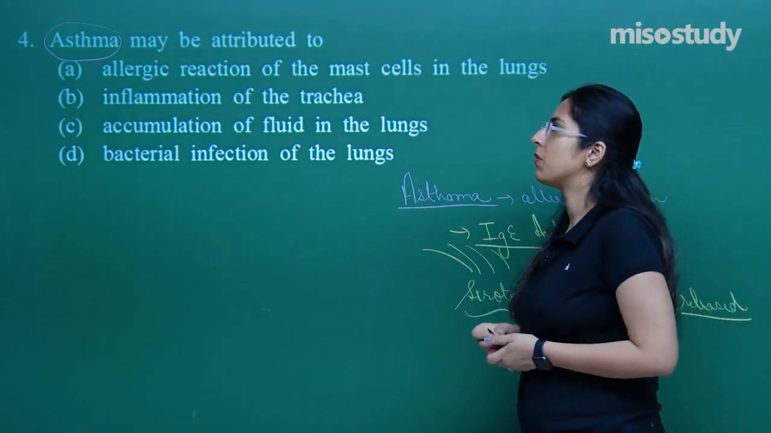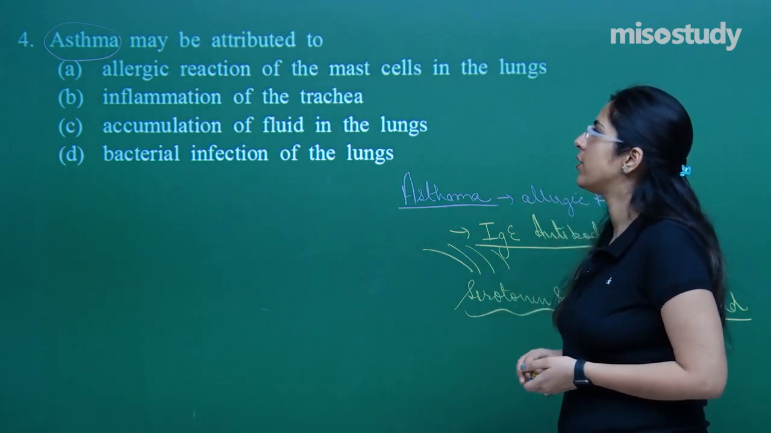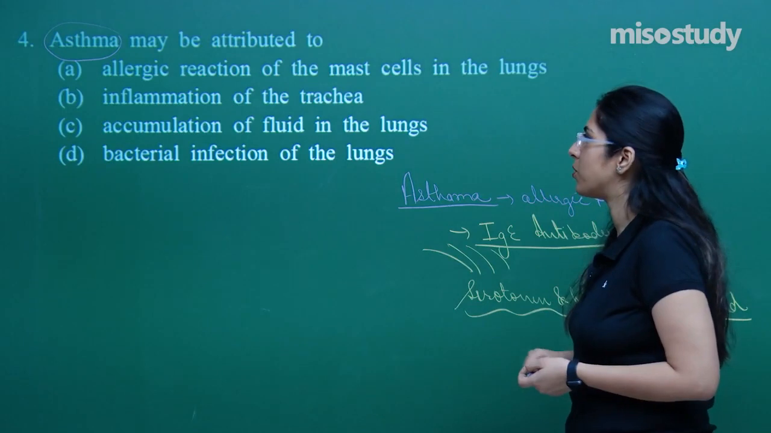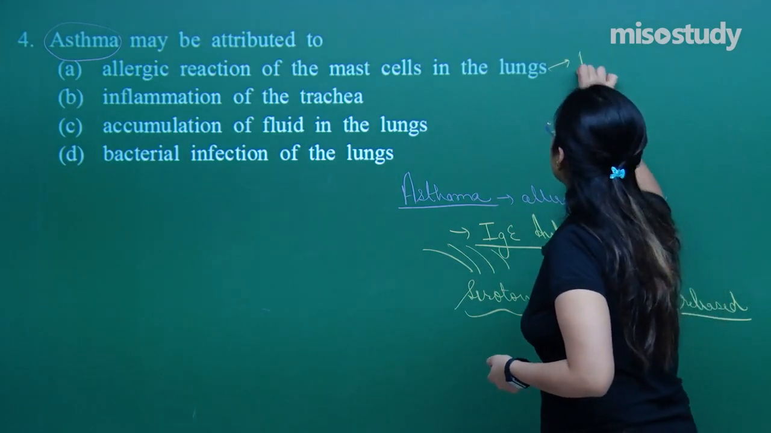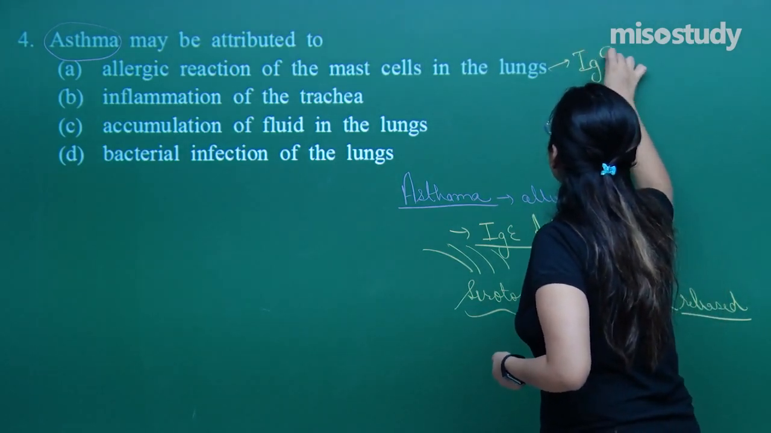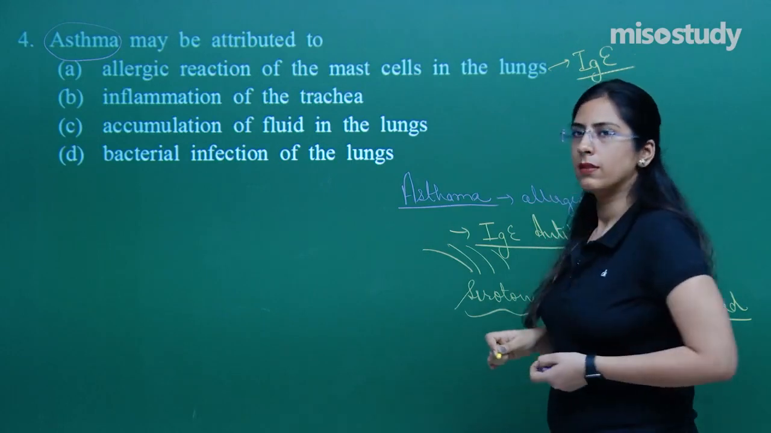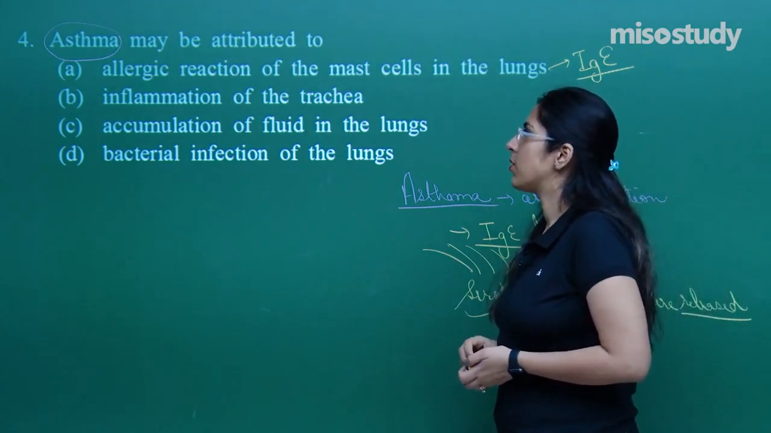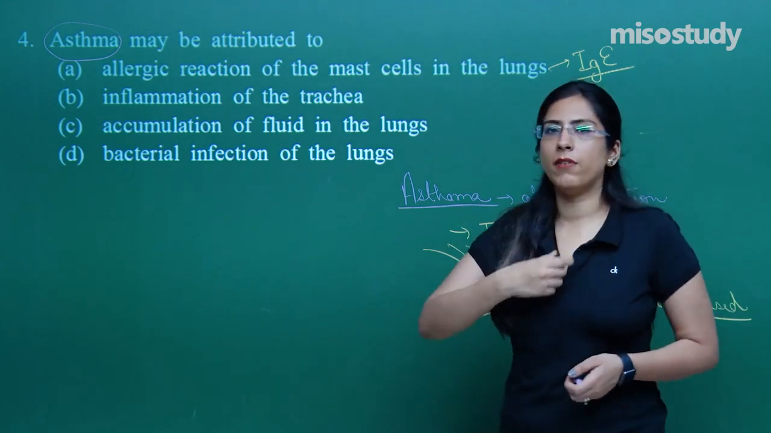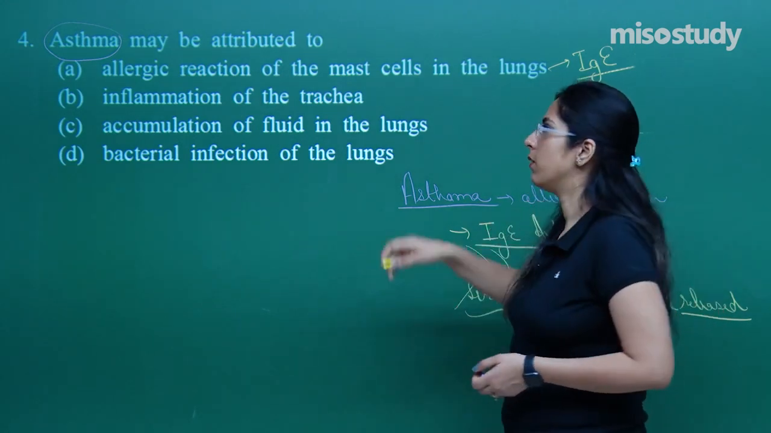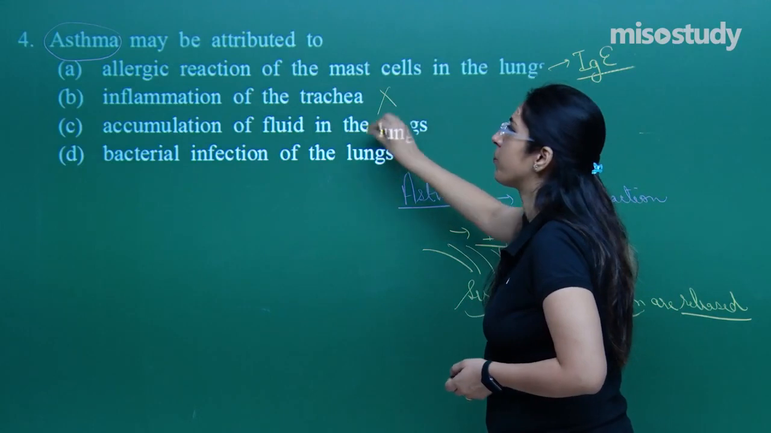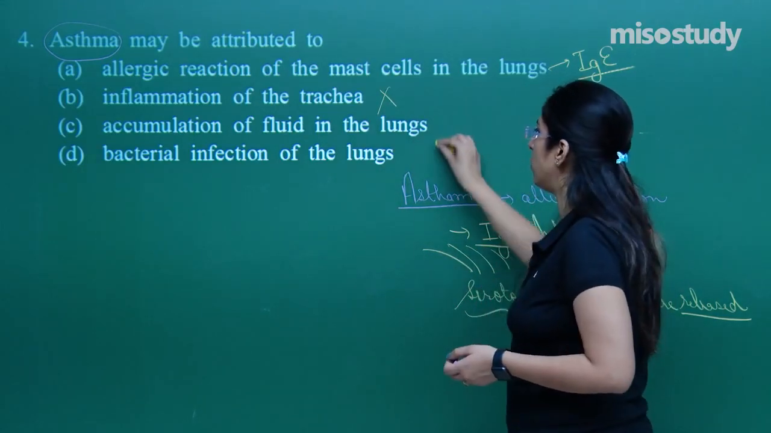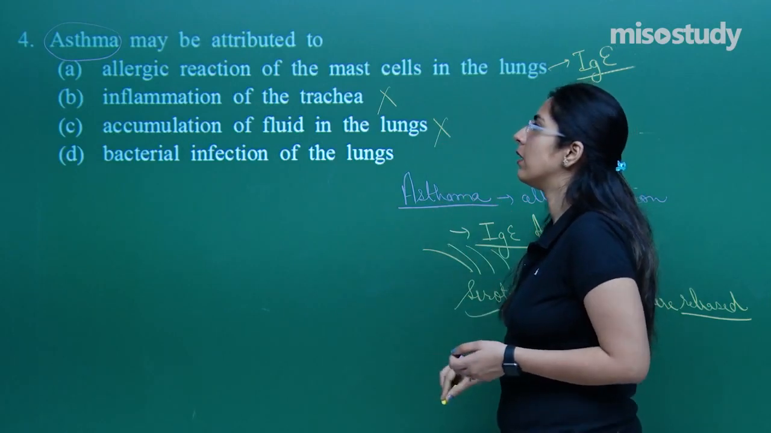Let's look at the options. Which one is the correct option? Allergic reaction of a mast cell in the lungs. Yes, this is the right option, because in this case the IgE antibodies are released. The next option states inflammation of the trachea. Trachea is our respiratory tract. No, this is not related to asthma. Accumulation of fluid in the lungs. No, this is not related to that.